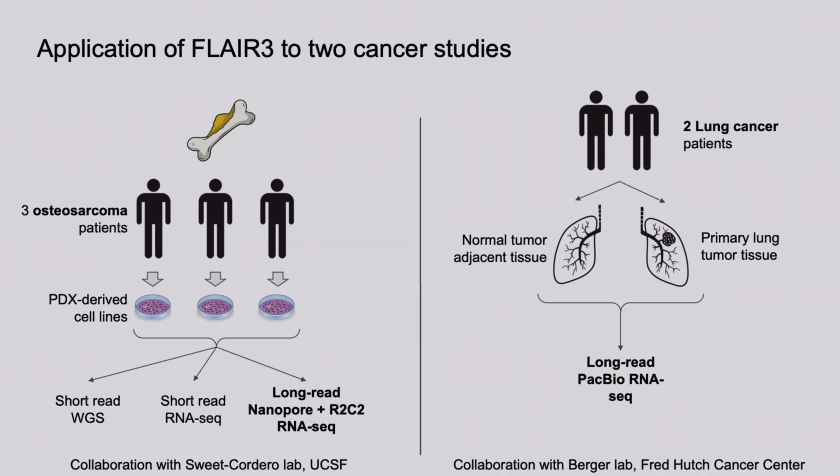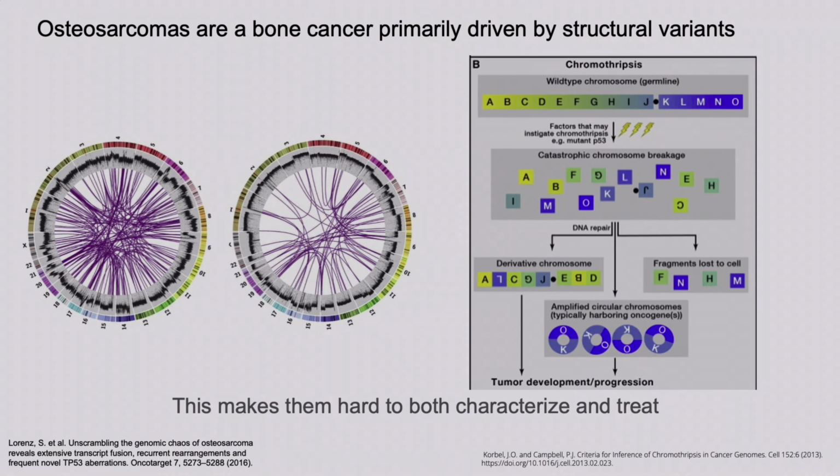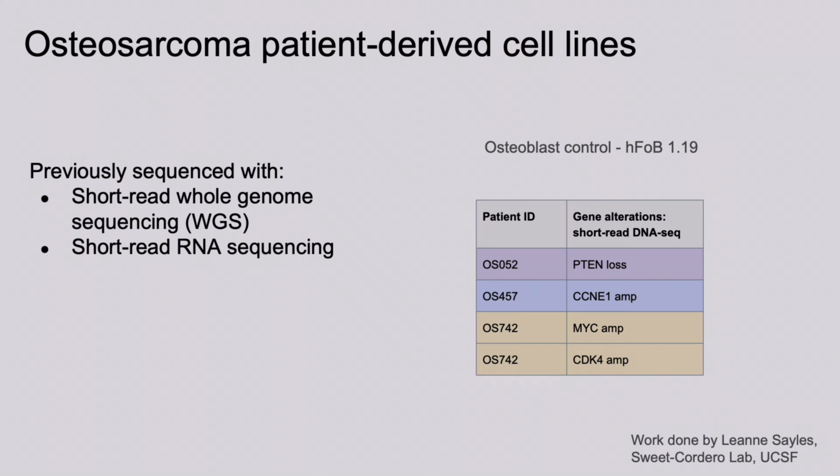And so today I'm going to talk to you about the application of this to two different cancer studies, one in osteosarcoma, which is a collaboration with the Sweet Cordero Lab, and one in lung cancer, which is a collaboration with the Berger Lab. So first off, osteosarcoma is a bone cancer that is primarily driven by structural variants. In the Circos plots here, the purple lines are all bits of the genome that are not normally connected, that are connected. So there's just massive amounts of structural rearrangements in these osteosarcomas.